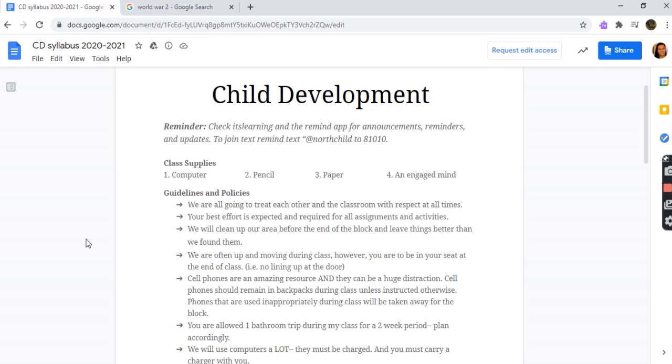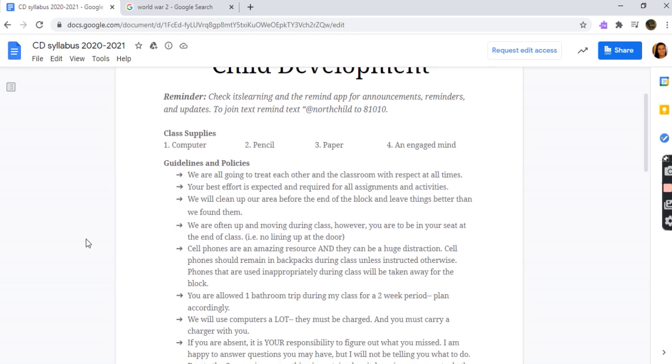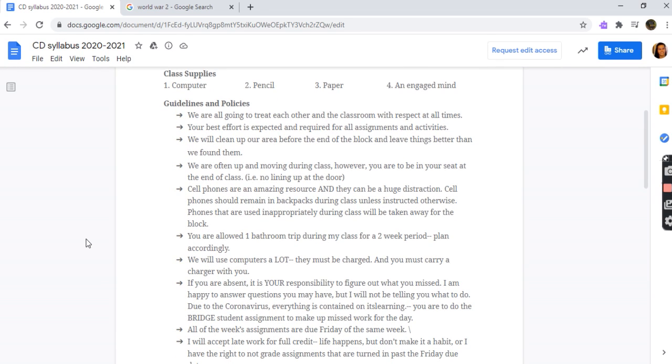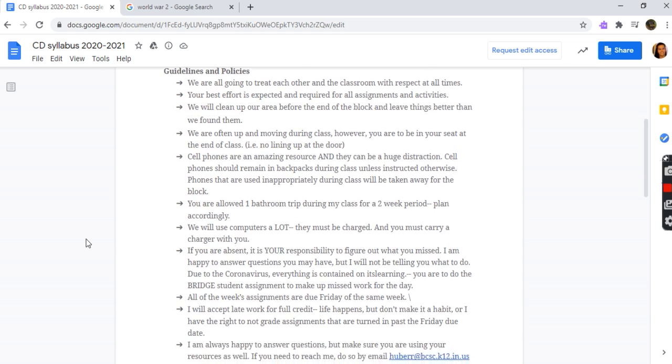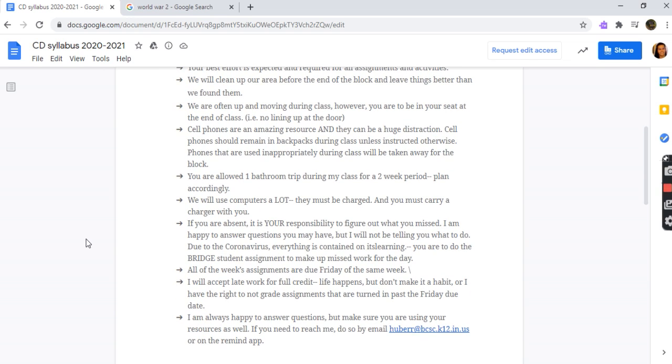Cell phones are an amazing resource, and they can be a huge distraction. Cell phones should remain in backpacks during class unless instructed otherwise. Phones that are used inappropriately during class will be taken away for a block. You are allowed one bathroom trip during my class for a 2-week period. Plan accordingly. We will use computers a lot. They must be charged, and you must carry a charger with you.